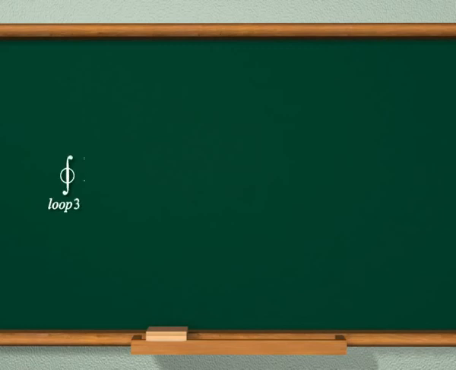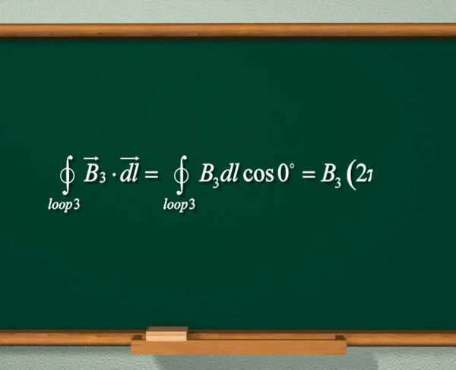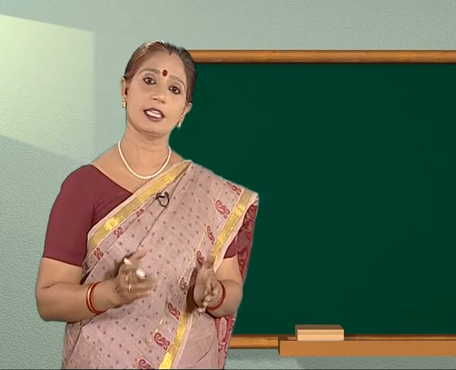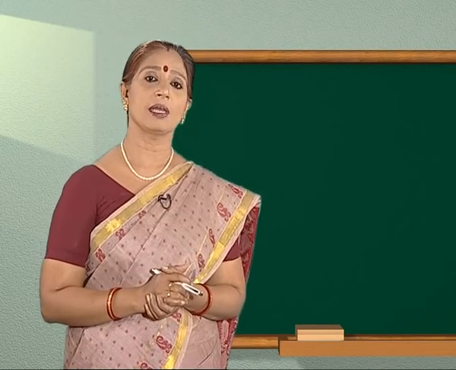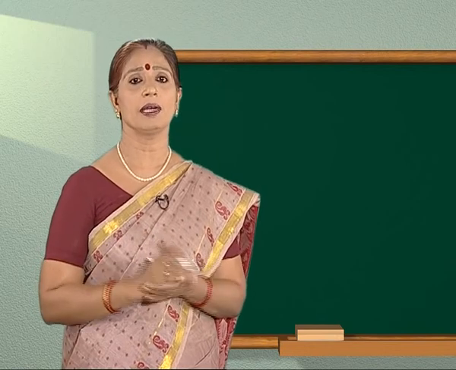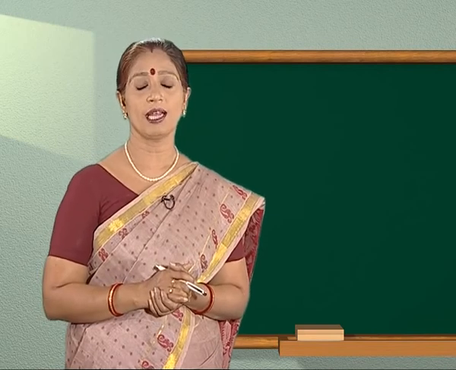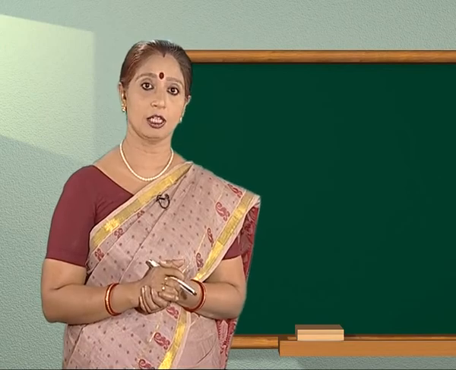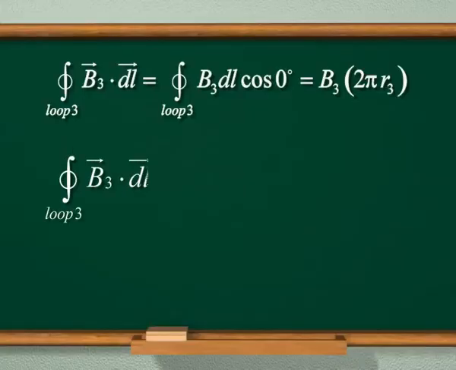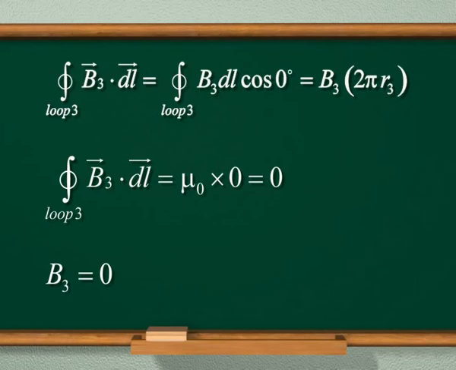Let B3 be the magnetic field along loop 3. The line integral of magnetic field B3 along loop 3 is equal to B3 into 2 pi R3. From the sectional cut, it can be noticed that the current coming out is cancelled exactly by the current going in. Therefore, the total current enclosed by loop 3 is 0. Hence, according to Ampere's circuital law, the line integral of magnetic field B3 along loop 3 is also equal to 0, or B3 is equal to 0.